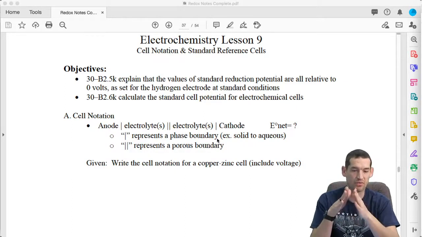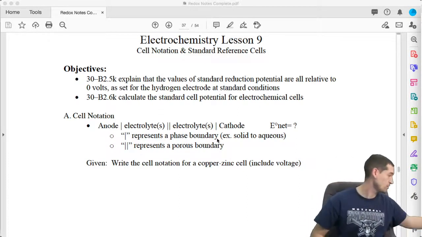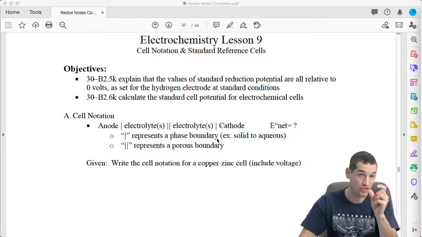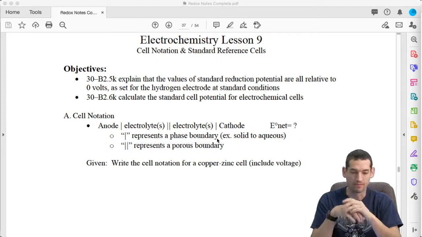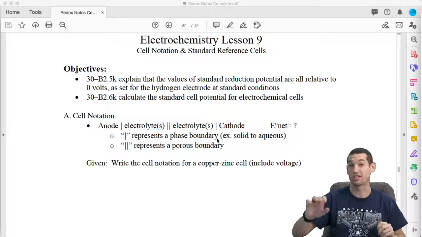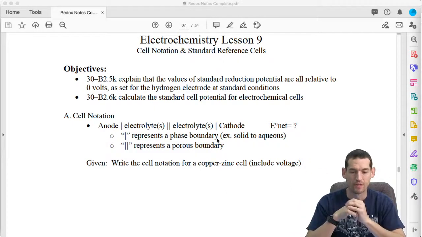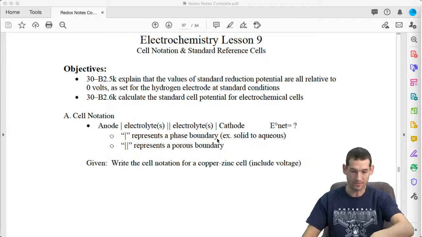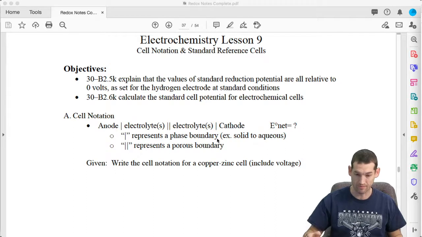The double slash in the middle, like it shows in your notes, is the porous boundary. That can represent the porous cup, like we talked about, or it can represent that U-tube, that salt bridge that connects the 2 half cells. Either way, you've got your reduction happening on one side and your oxidation happening on the other, and they have to be separated. So anytime we write this, let's take a look at this practice problem.